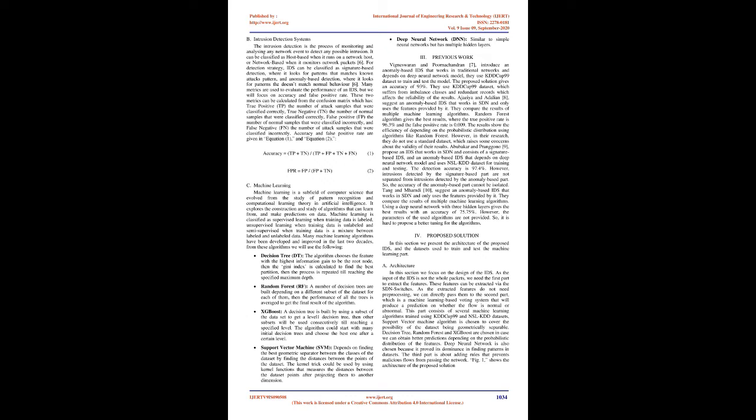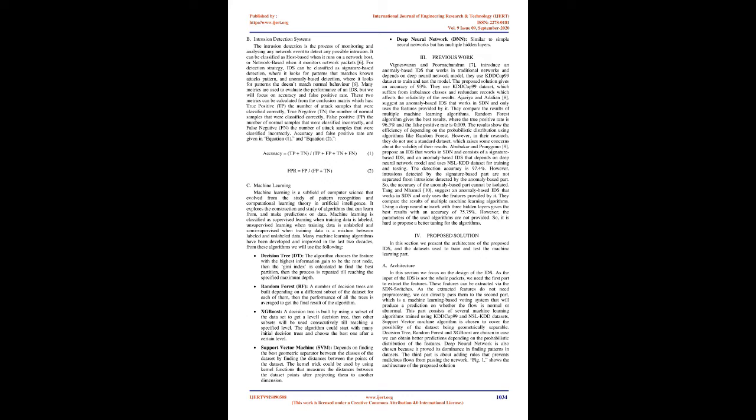Many metrics are used to evaluate the performance of an IDS, but we will focus on accuracy and false positive rate. These two metrics can be calculated from the confusion matrix, which has true positive, TP, the number of attack samples that were classified correctly; true negative, TN, the number of normal samples that were classified correctly; false positive, FP, the number of normal samples that were classified incorrectly; and false negative, FN, the number of attack samples that were classified incorrectly. Accuracy and false positive rate are given in equation 1 and equation 2. Accuracy equals (TP + TN) / (TP + FP + TN + FN). FPR equals FP / (FP + TN).